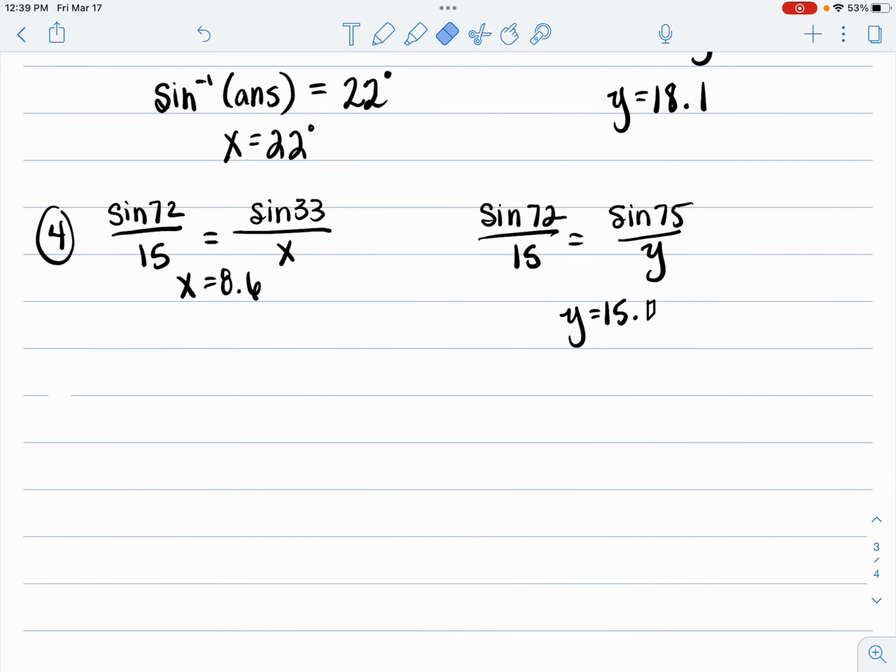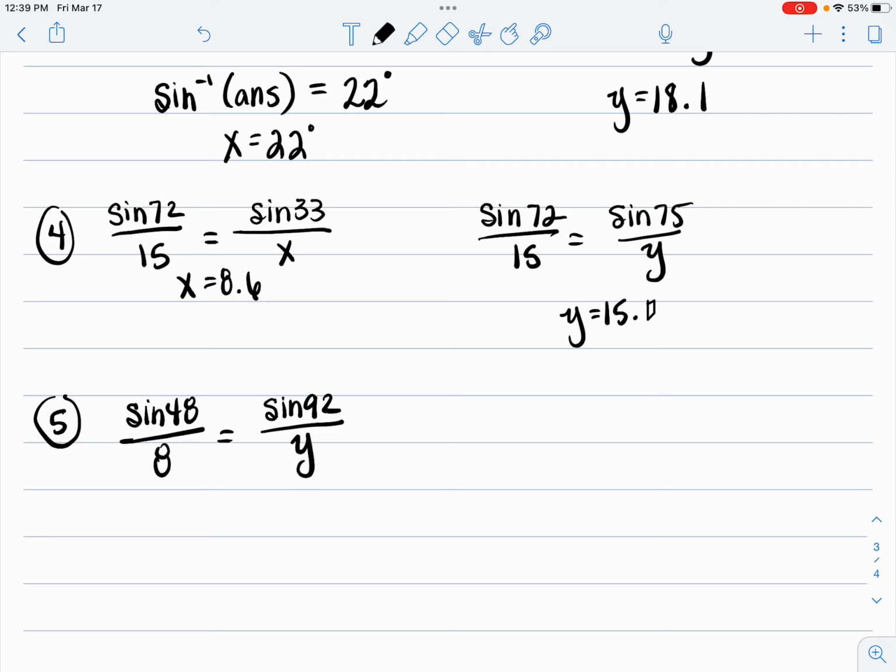All right, so for number 5, I can see the 8 and the 48 are across from each other. So the sine of 48 over 8, right? Very straightforward. This is an easy one. They give me 92 across from y, so I'm going to go ahead and find y first. It really doesn't matter which one you find first. So sine 92 over y.